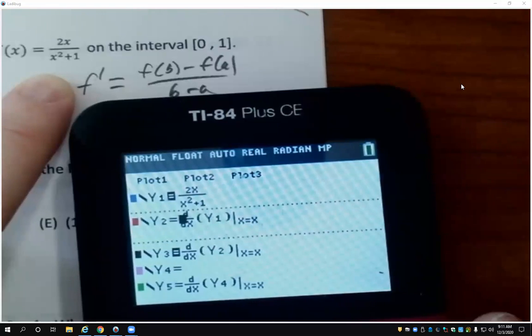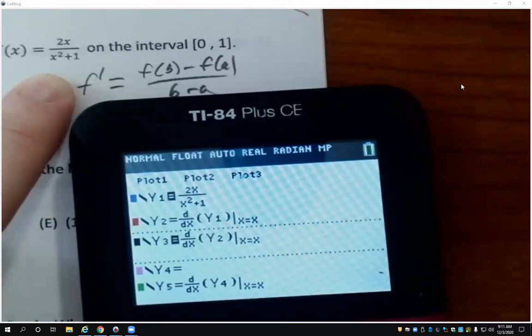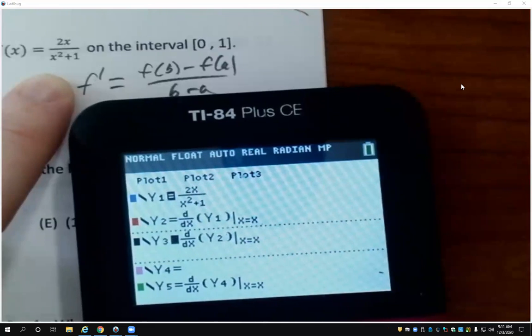Okay, and I don't want to look at that function. I'm not even going to go to the graph, but I do need to turn off y3 because I don't want to see it either.